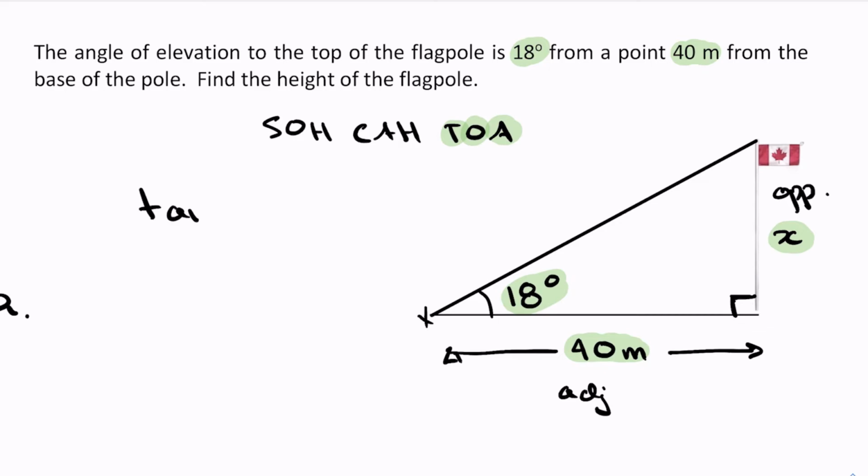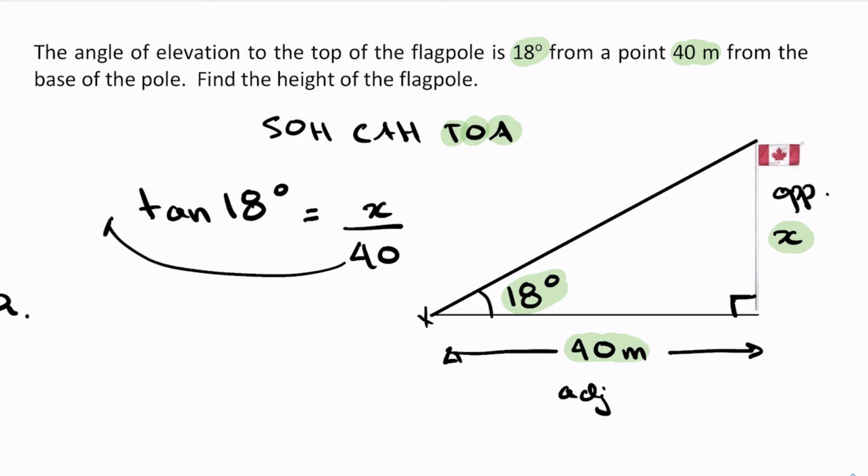So let's set up our equation. We're going to write tan of 18 degrees equals opposite over adjacent, which is 40. And now I'm going to solve. I'll do this by bringing the 40 in the denominator up here, or you can think of it as multiplying both sides by 40, so that I get 40 times tan of 18 degrees equals x.